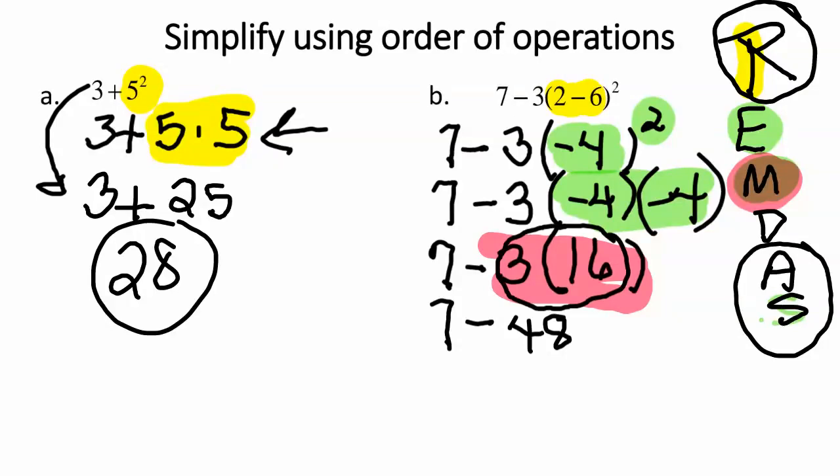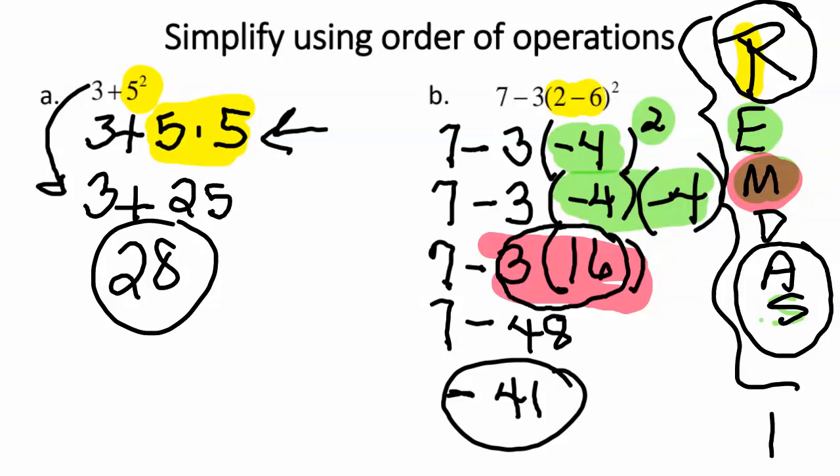Which means my answer is a negative 41. If you got something very different than negative 41, you did not follow this order. You got to get negative 41.